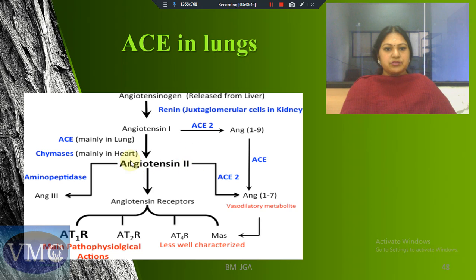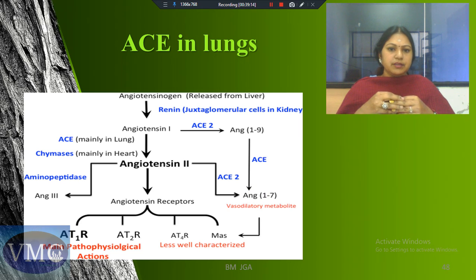From angiotensin 2 you have the formation of angiotensin 3 as well as angiotensin 1-7. This is very important, which is a vasodilator. This conversion to angiotensin 1-7 occurs because of ACE2, angiotensin converting enzyme 2, which is also present in your lung capillaries. This is very important because I want you to touch on today's scenario of COVID-19 infections. ACE2 is an important receptor by which the virus gets into the lungs and causes the infection.